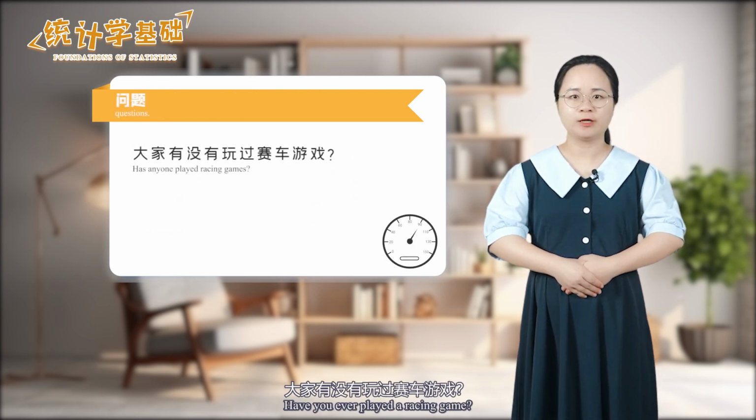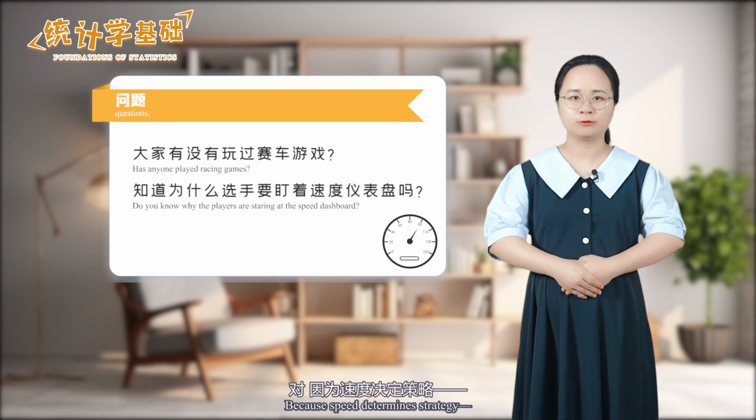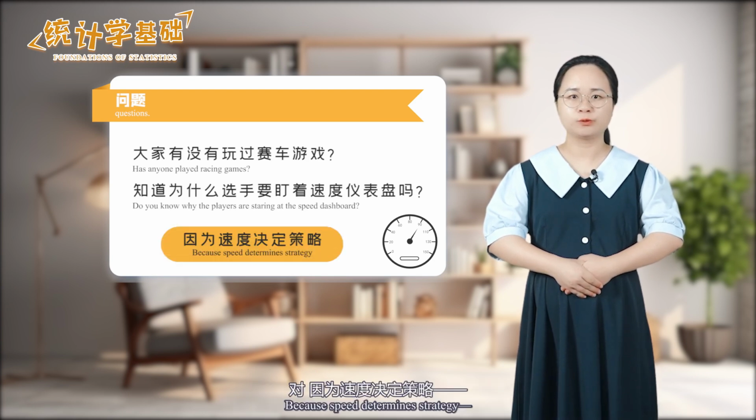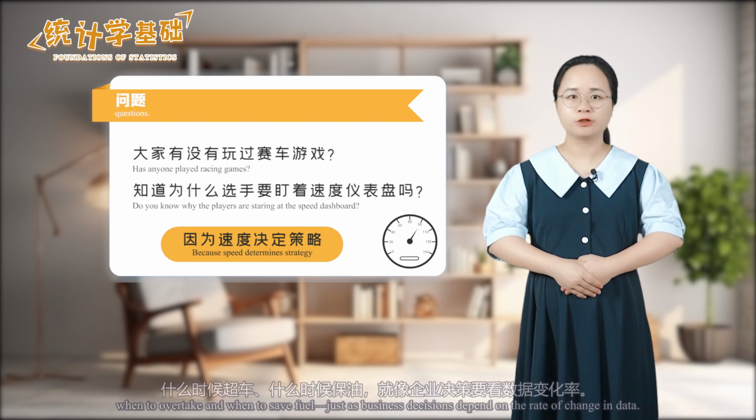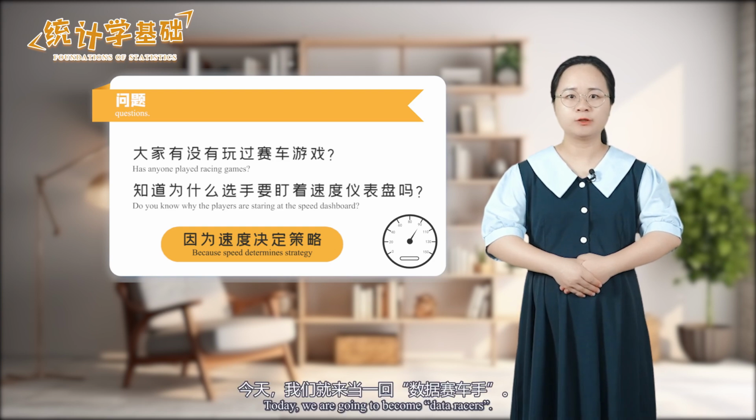Have you ever played a racing game? Do you know why drivers keep their eyes on the speedometer? Because speed determines strategy. When to overtake and when to save fuel, just as business decisions depend on the rate of change in data. Today, we are going to become data racers.